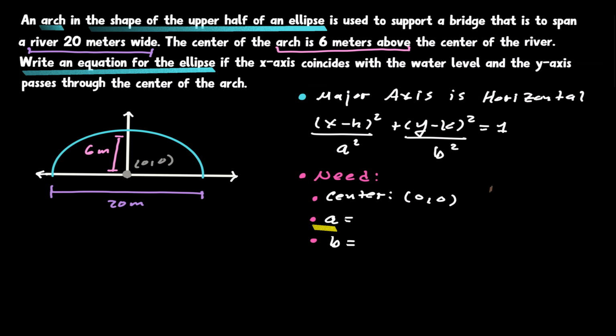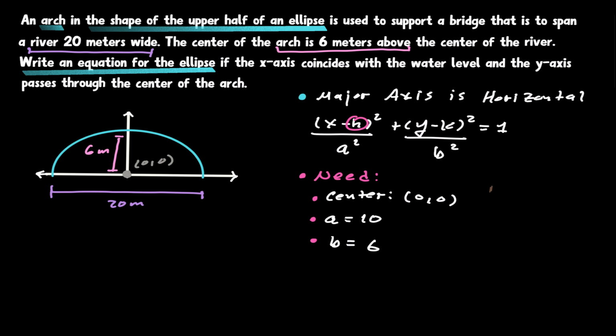a is the distance from the center to the major axis vertex. Well, the center is (0, 0), and our ellipse opens horizontally, so a will be the distance from the center to the right-hand side of this ellipse, which is equal to half of 20 meters, because we know that ellipses are symmetrical. So that's going to give us a value of 10. And for b, that is the distance from the center to the minor axis. Well, if our ellipse opens horizontally, then our minor axis is vertical, and we have that information. That is 6 meters. So we are done.